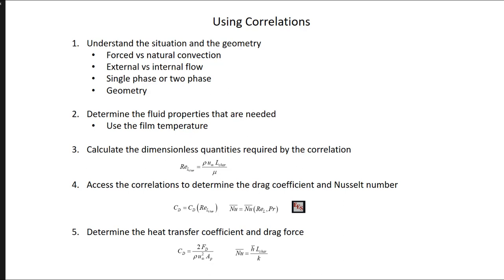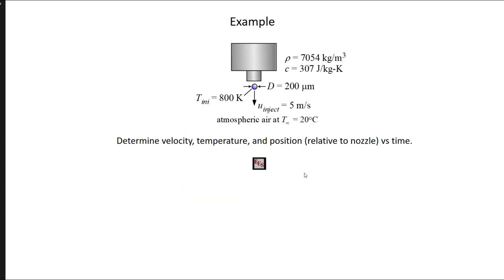So I guess the last step then is once you've accessed the correlation, you'll have the Nusselt number and the drag coefficient. You have to use them. So you'd use them to calculate the dimensional things that you're interested in, typically the drag force and the heat transfer coefficient. So let's do an example to illustrate how these things work. So here's the example I came up with. We have a droplet injector. So we are injecting droplets downwards, in the direction of gravity, and the droplets have diameter 200 microns.